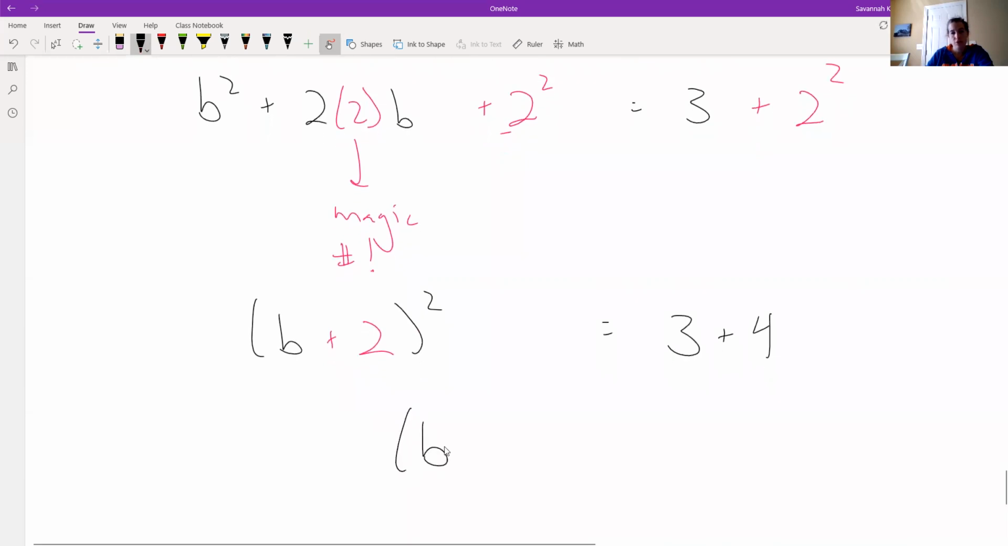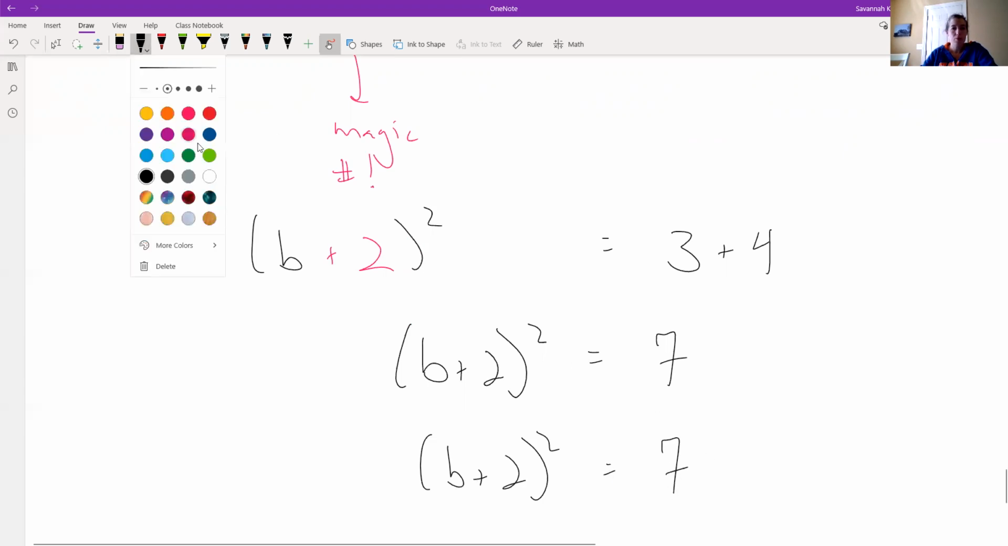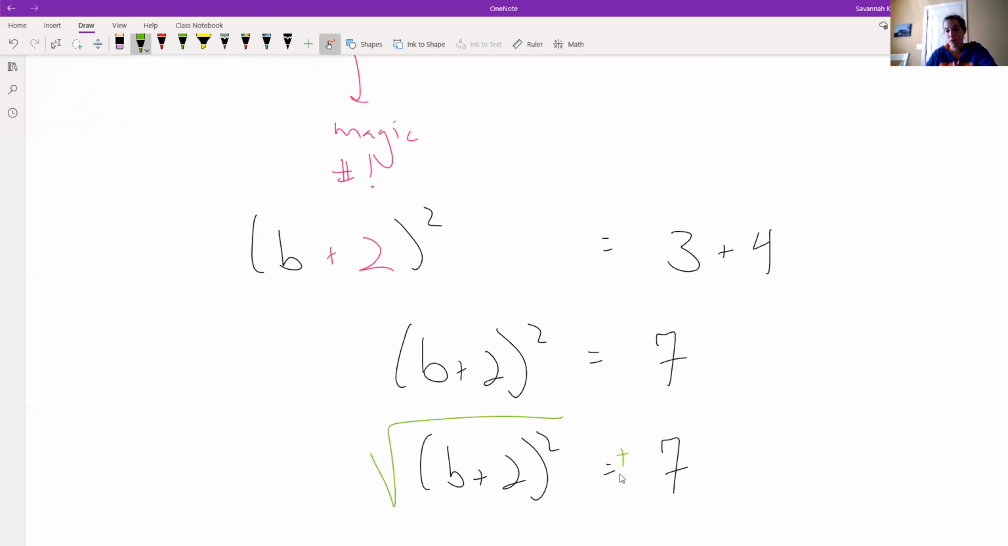And the advantage of going through this craziness is this gets me, this is where a problem would have started a few minutes ago. This gets me a nice squared quantity equal to a number. And I am going to dive right into the square root property here. Plus or minus, can't forget that on the right.